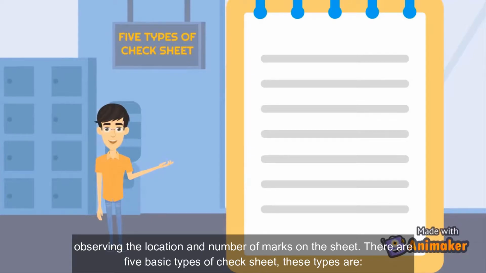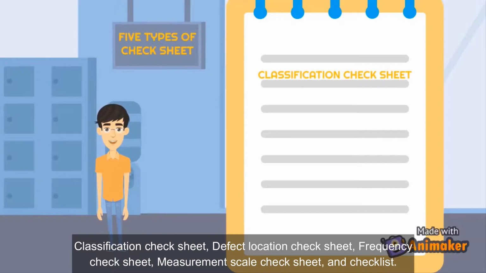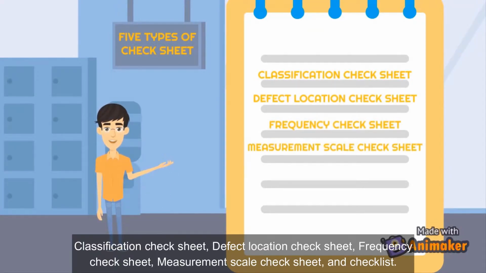There are 5 basic types of check sheet. These types are classification check sheet, defect location check sheet, frequency check sheet, measurement scale check sheet, and checklist.